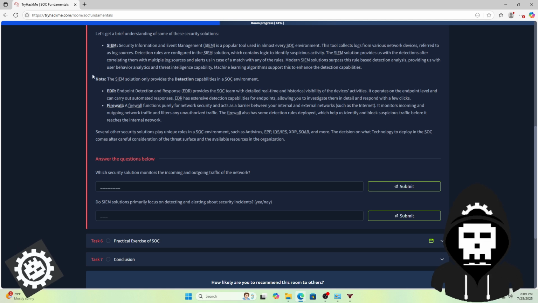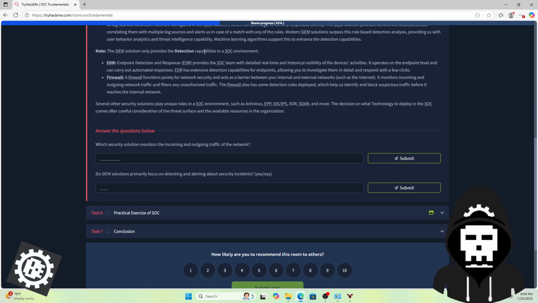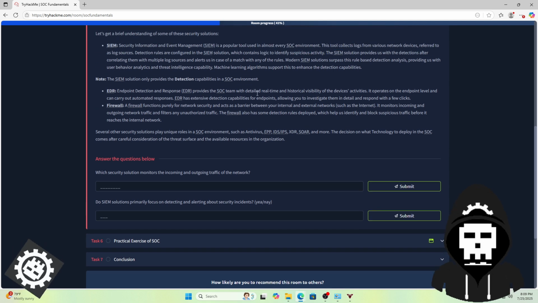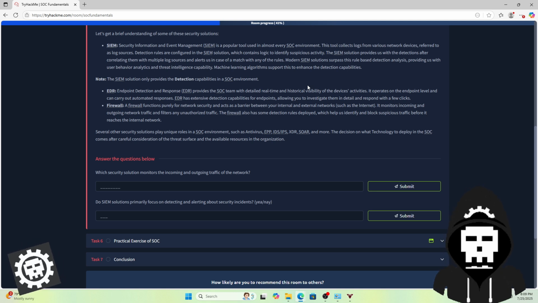So note, the SIM solution only provides the detection capabilities in a SOC environment, and that is true. Some SIMs are built in with SOAR capabilities, which is security orchestration. What that does is you could write a certain playbook to take action on your part. Automation is very big when it comes to low-hanging fruit type detections.